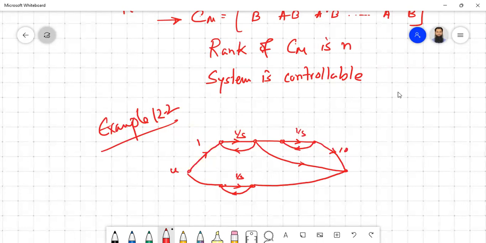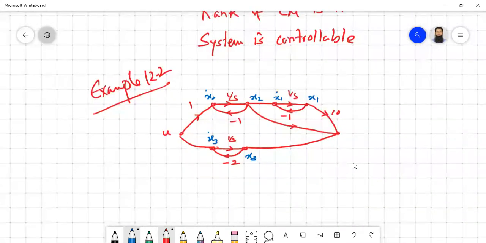Okay, so this is our input U. This is -1. This is your -2. So this we can term as x1, this is your x2, this is your x3. So this is x1 dot, x2 dot, and x3 dot. Based on this one, we can easily write the equation. Some of the things that are missing: you can also say this is 1, this is 10, this is -10.